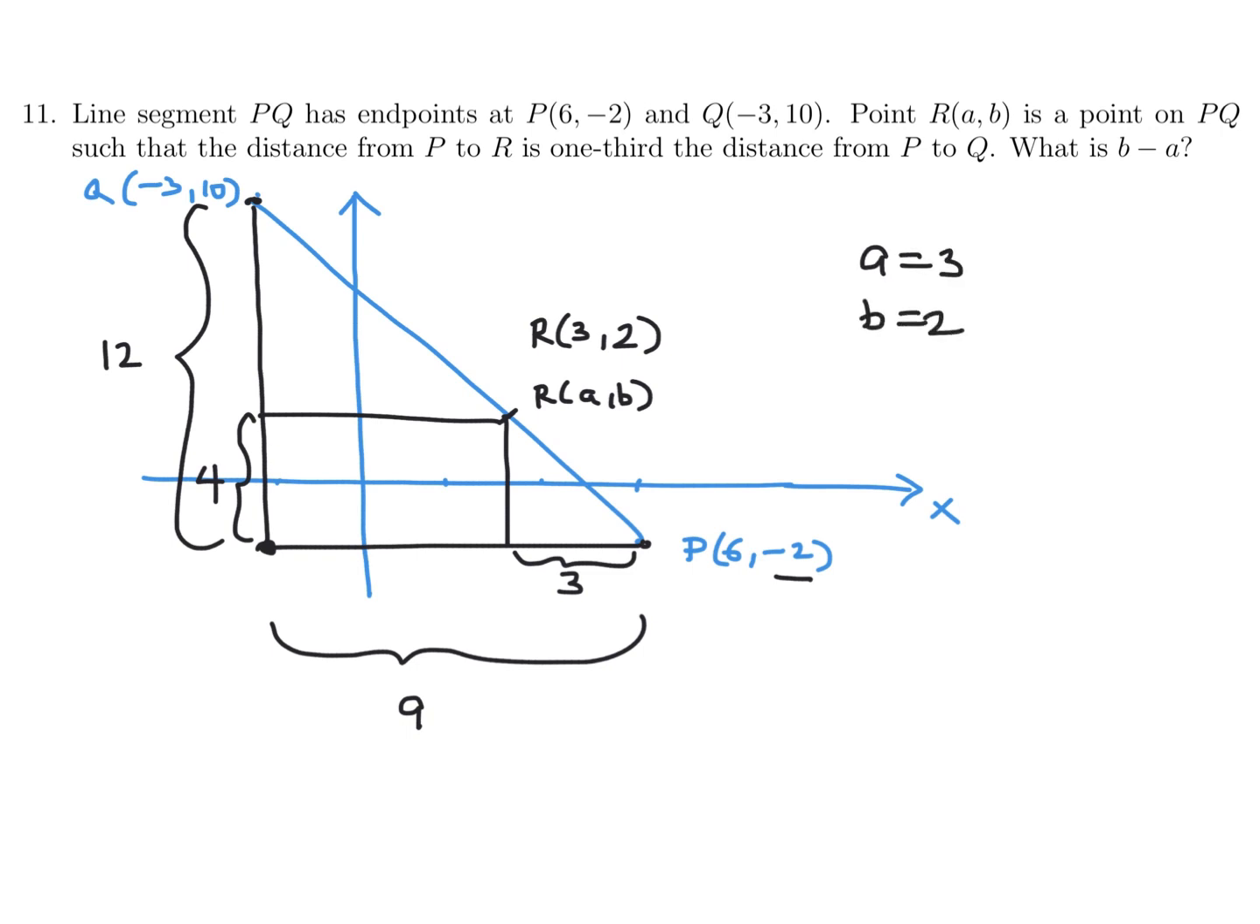And what do they want? They want B minus A. So B minus A would be 2 minus 3, which is -1.